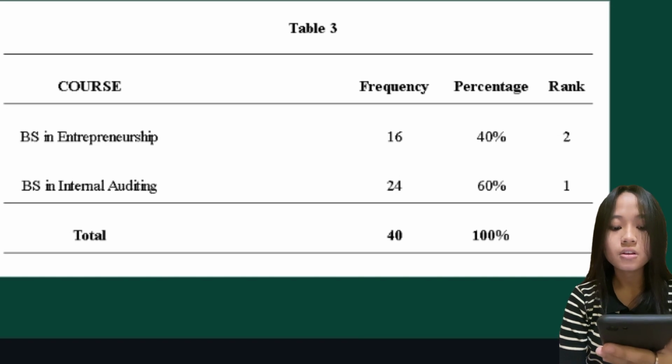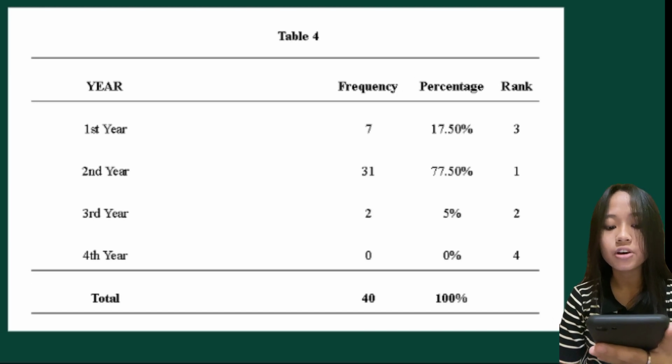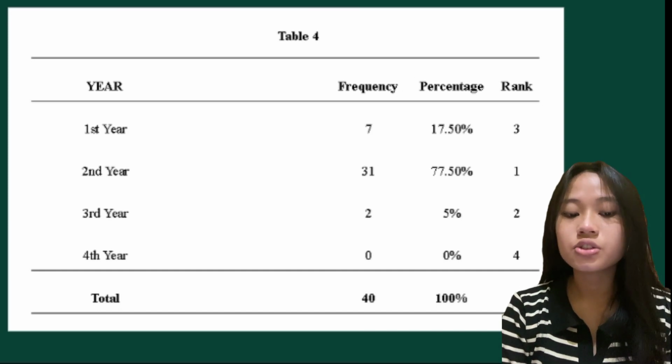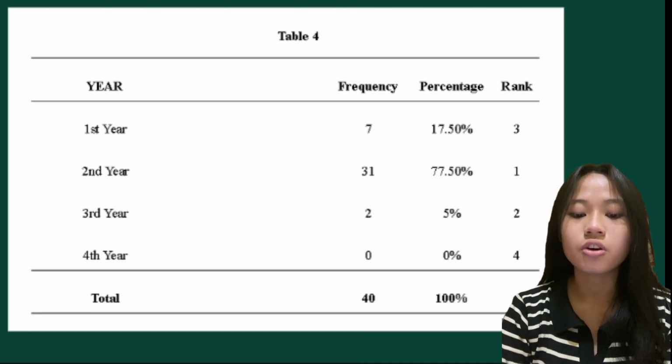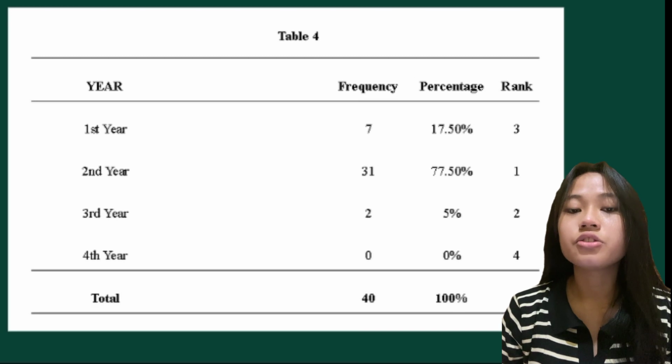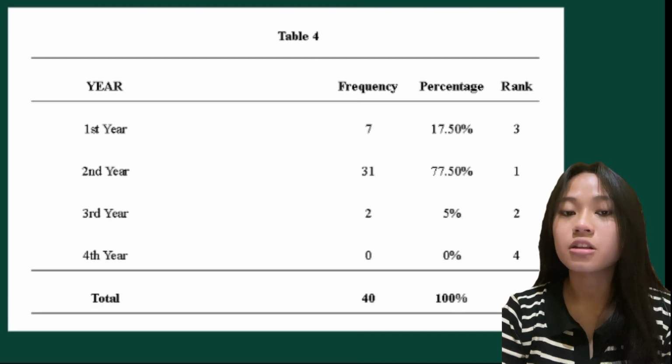40%. So table number 4 shows the frequency and percentage distribution of the respondents in terms of their year level. It was shown that first year has 17.5% in rank 2, and second year has 77.5% in rank 1. Factors that foster the unethical conduct among BSI and BEN students, we created 3 indicators. In each indicator, we created 3 statements each.